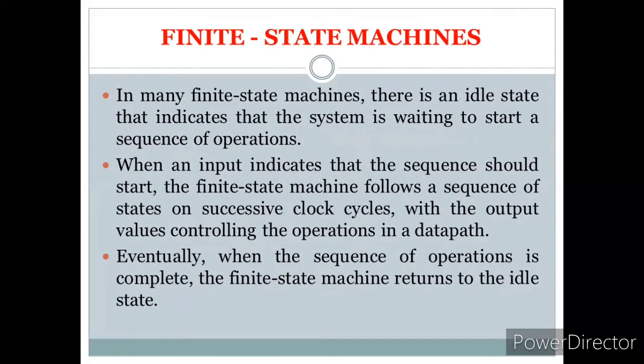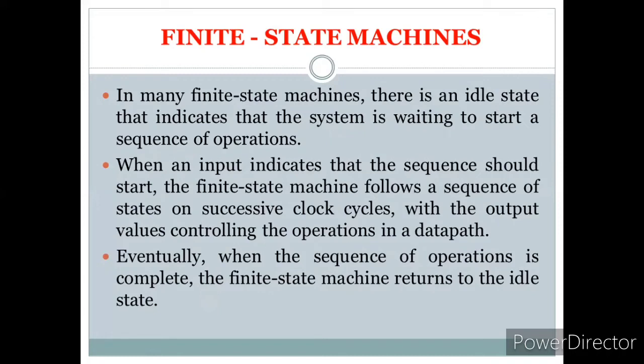Okay. So in many finite state machines, there is an idle state that indicates that the system is waiting to start a sequence of operation. As I said, there is an initial state, so it is nothing but the idle state. It indicates that it is waiting to start the sequence of operation. The first state, in other terms, we call the idle state.